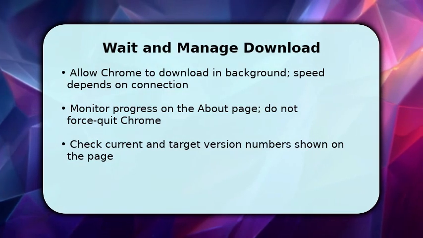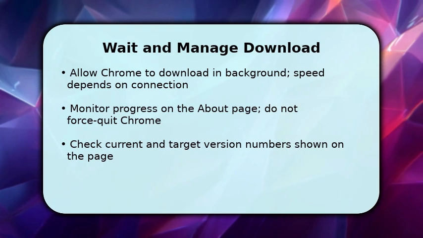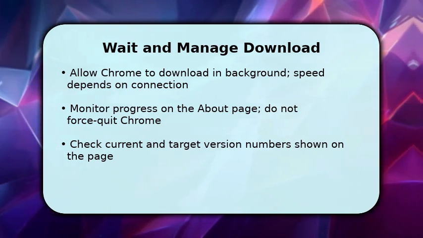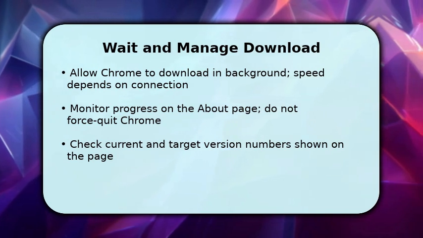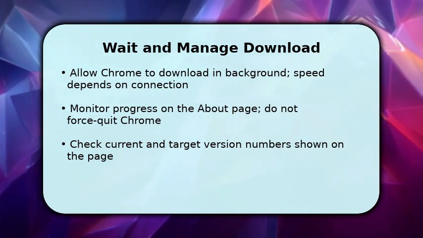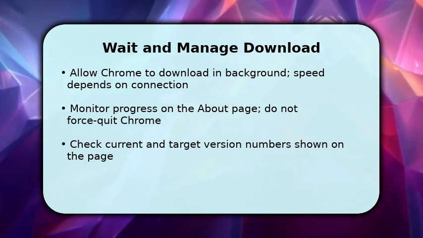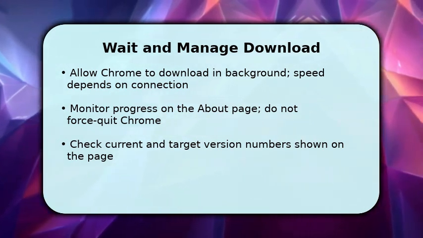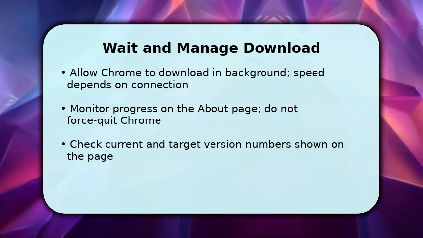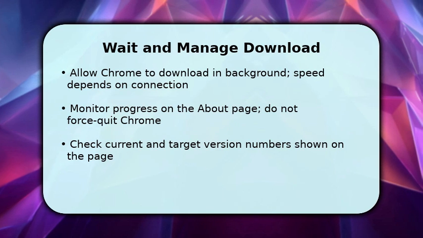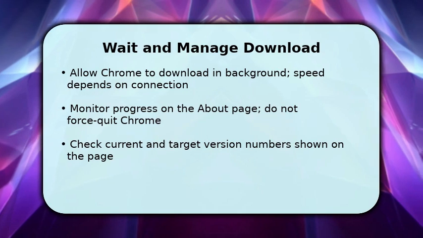You'll now monitor and manage the update download. Let Chrome download in the background. Interruptions slow or corrupt the process, so avoid force quitting the browser. If you need to use the computer, keep Chrome open but idle. On the About page, you'll see download and verification progress, and the current version plus the new version Chrome is fetching. Once download and verification finish, Chrome prepares the files for installation. This step ensures the update is ready before you relaunch.